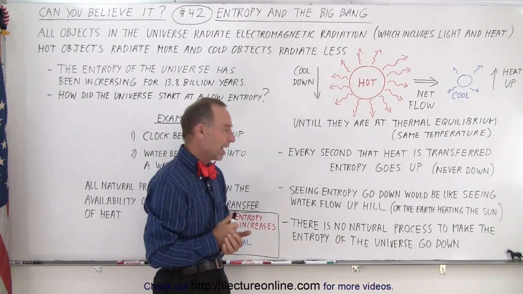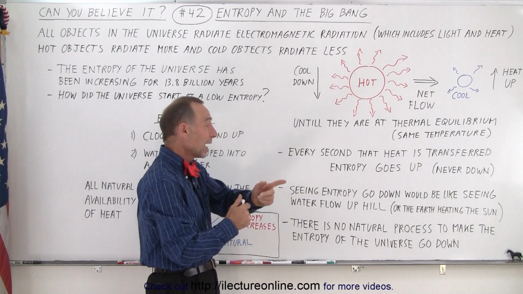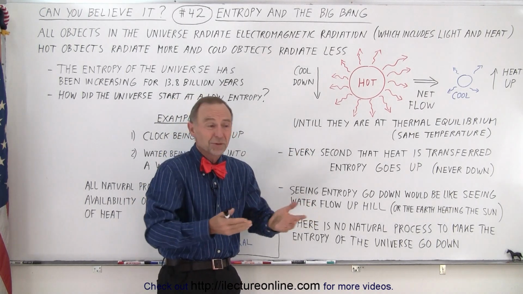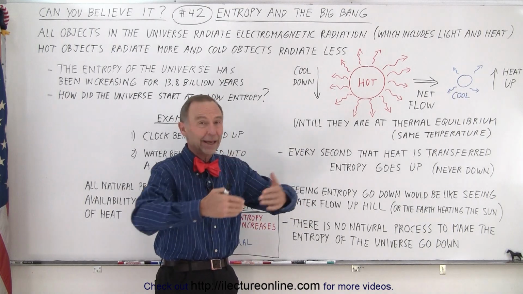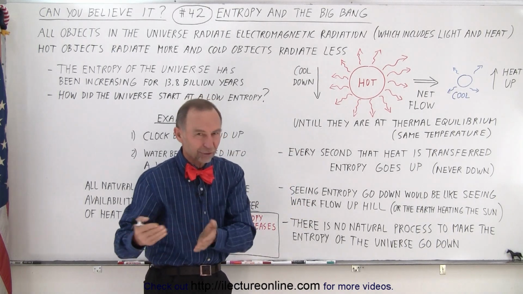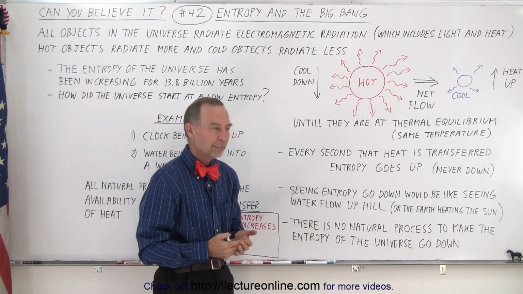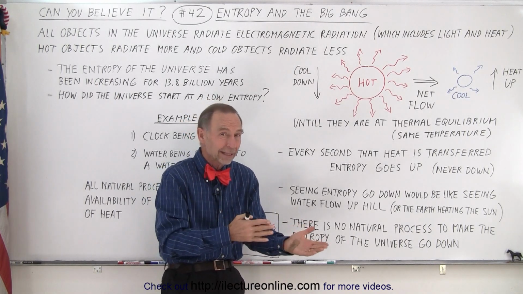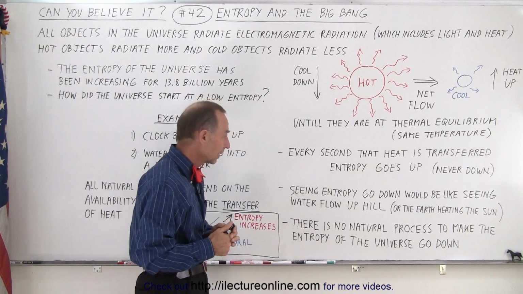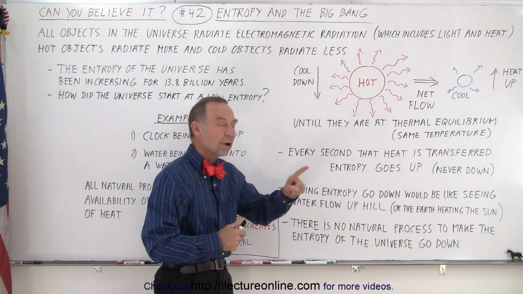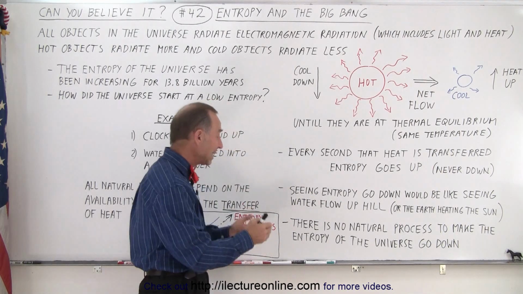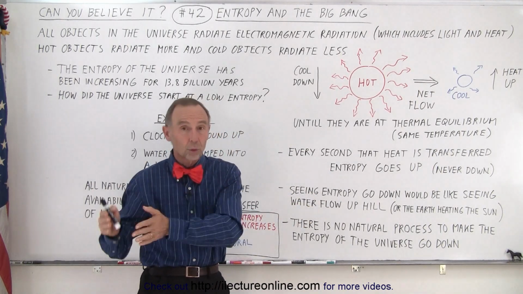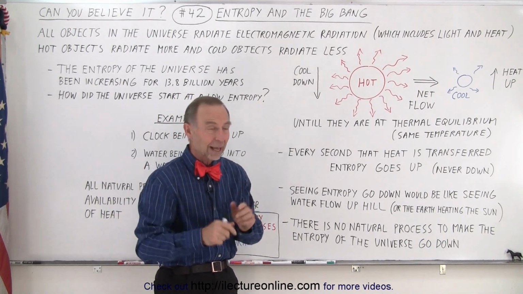It never goes down. Seeing entropy go down would be like seeing water flow up a hill or the earth heating up the sun. You'll never see water flow up a hill, and you'll never see the earth warming up the sun. It's always the other way around, because that would be the violation of the concept of entropy. Entropy never goes down. It can only go up. There is no natural process known to make the entropy of the universe go down. In other words, to make heat flow from where it's cold to where it's hot. It just doesn't happen.